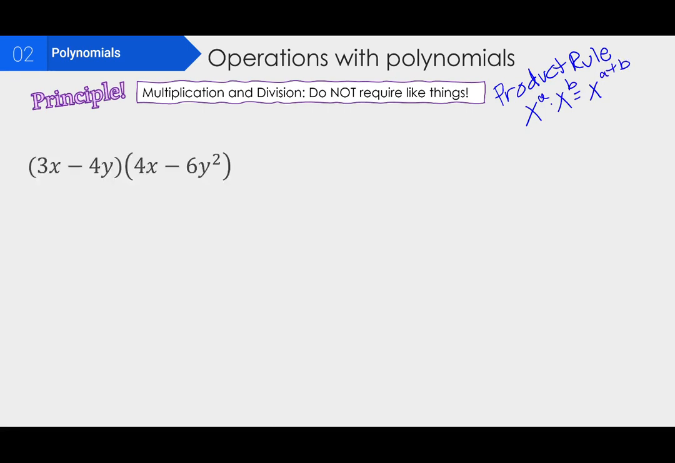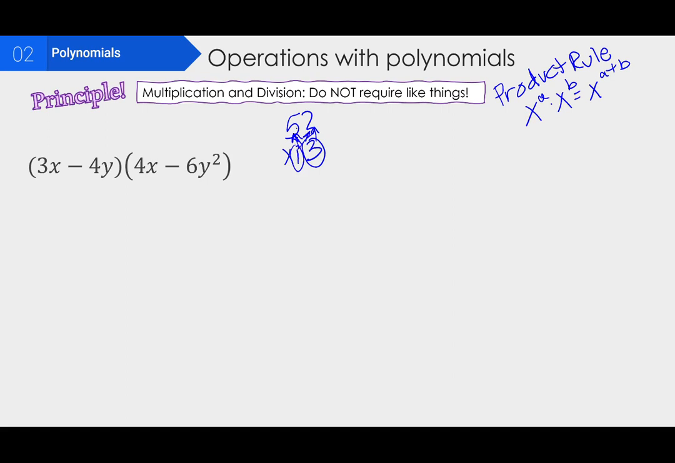Here we have two binomials, two terms each, and I'm going to multiply them together. And just like if I was going to multiply 52 times 13, the 3 goes to the 2 and the 5, and the 1, or really the 10, goes to the 2 and the 5.